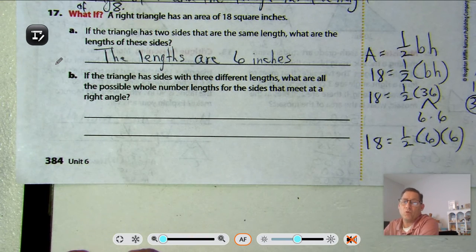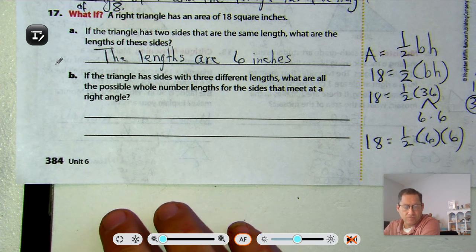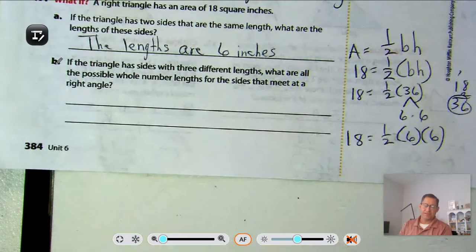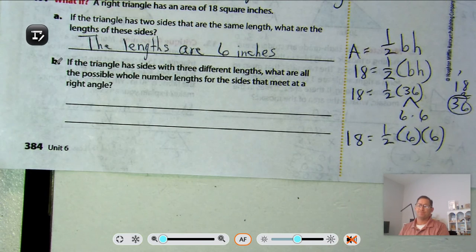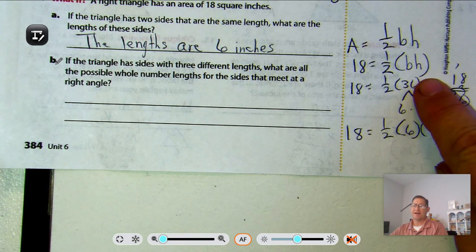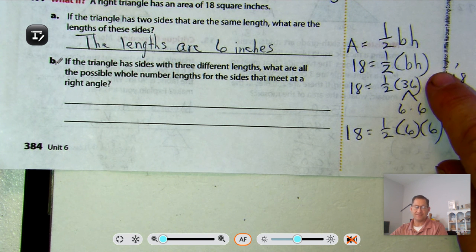All right, B. What if the triangle has sides with 3 different lengths? What are all the possible whole number lengths for the sides that meet at a right angle? Well, basically, in this case, we want the factors of 36, right? Because we already know the base times the height has to be 36. But we want different numbers. So the sides have to have 3 different lengths.